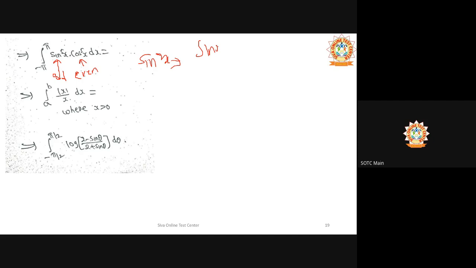Sin x is an odd function, but sin square x is an even function. Even function, because of the even power? No, not like that. What we studied: if f of minus x is equal to f of x, then that function is an even function. If f of minus x is equal to minus f of x, then that function is called an odd function.